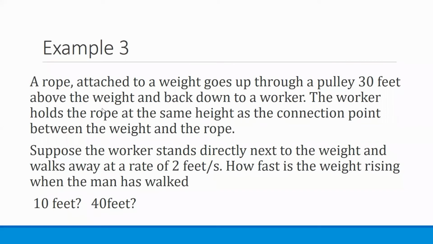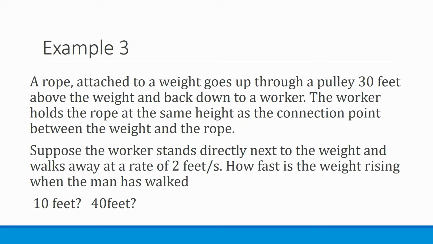The last problem we're going to do is this one. A rope is attached to a weight that goes up through a pulley 30 feet above the weight and back down to a worker. The worker holds the rope at the same height as the connection point between the weight and the rope.